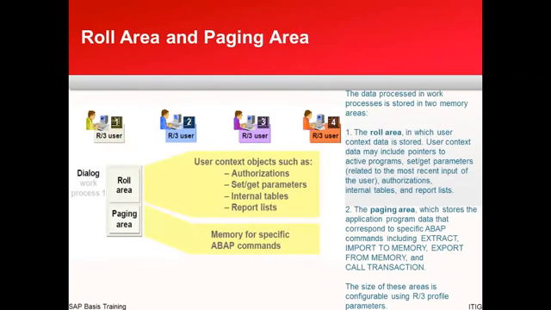Okay, now the role area and the paging area. Role area basically holds the user context objects such as authorization, SET or GET parameters, internal tables, report lists, and in the paging area, especially memory for specific ABAP commands. The paging area stores the application program data that corresponds to specific ABAP programs, including extract, import to memory, export from memory, and call transaction. The size of these areas is configurable using R3 profile parameters.